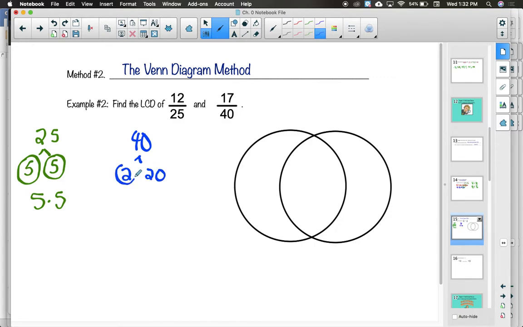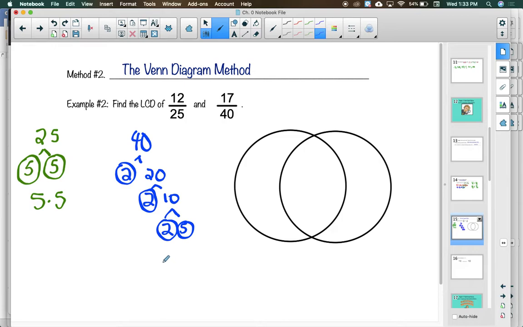2 is prime, so I'll circle it. 20 can be written as 2 times 10. 2 is prime, so I'll circle it. And 10 can be written as 2 times 5. 2 and 5 are both prime, so we're going to circle them.